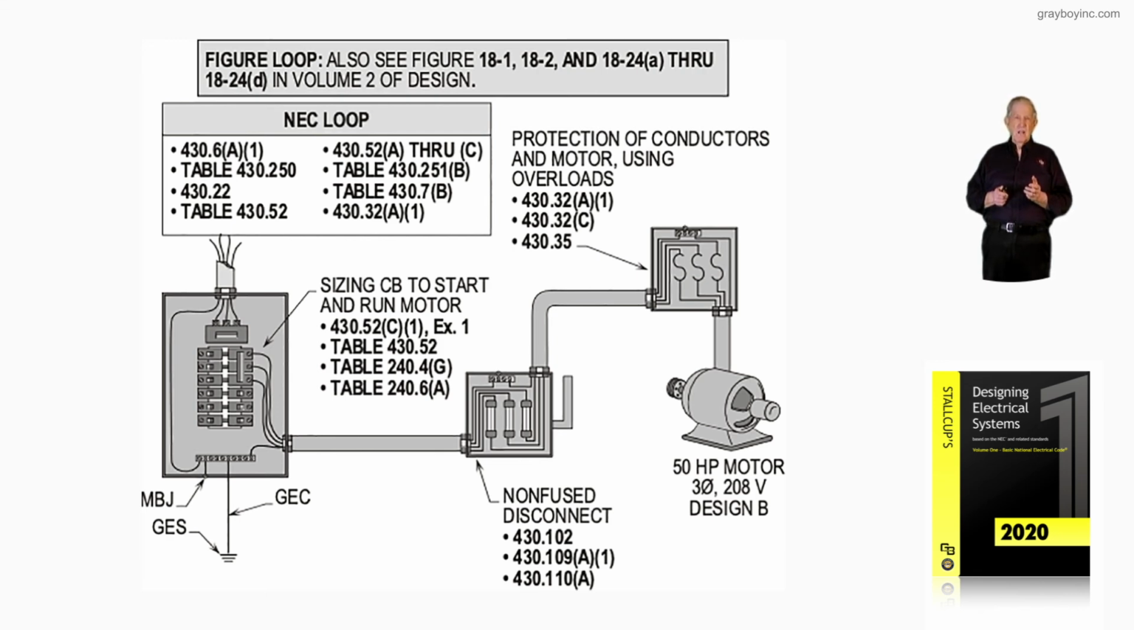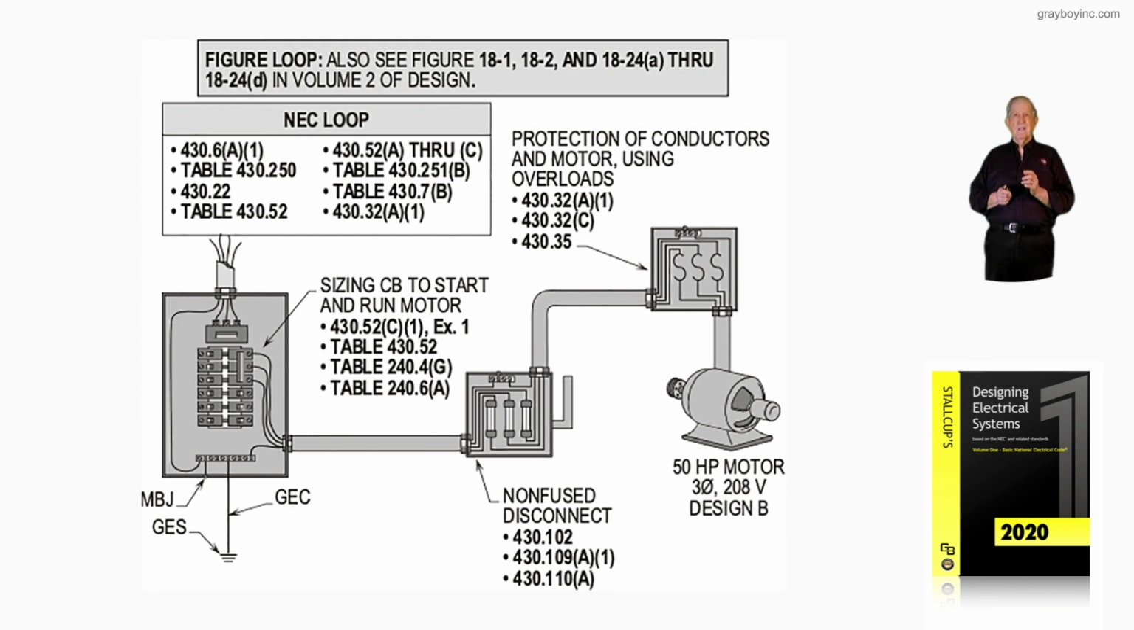Now, the disconnect, you can see in 430.102 locates it. It has to be located within 50 foot, basically, of the controller and the motor. That's the general rule. And then you have other requirements that you could look at where you'd locate that disconnect. And in our chapter 18, volume 2 of the design book, we illustrate this for you. 430.109A just basically says that that disconnect has to be 50 horsepower or larger. So usually that's a NEMA 3, which could be chosen from the tables that we have in the back inside cover of the design book.